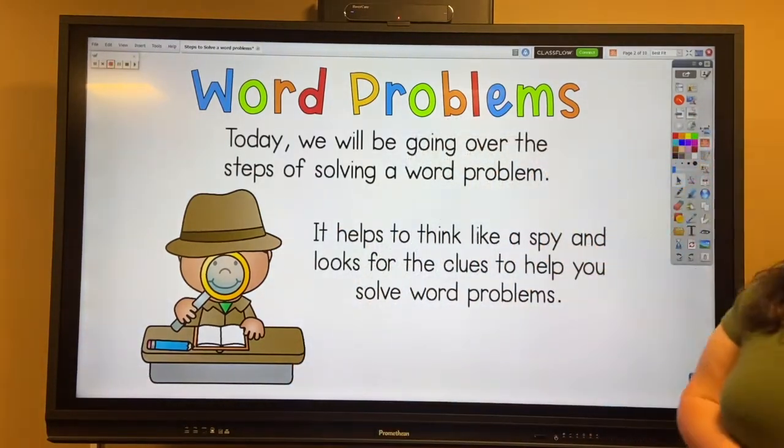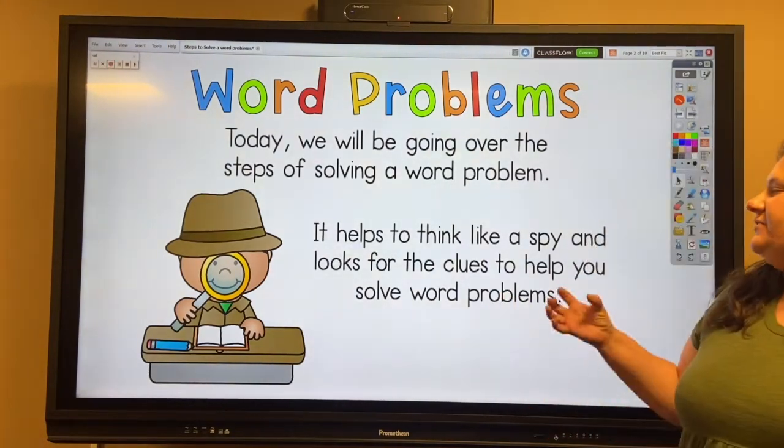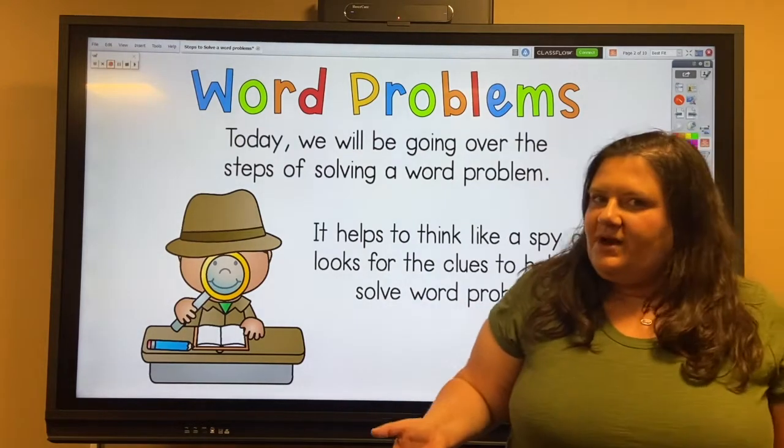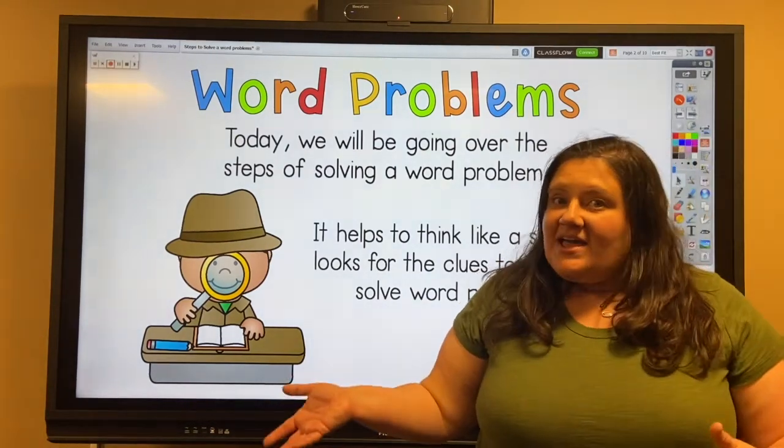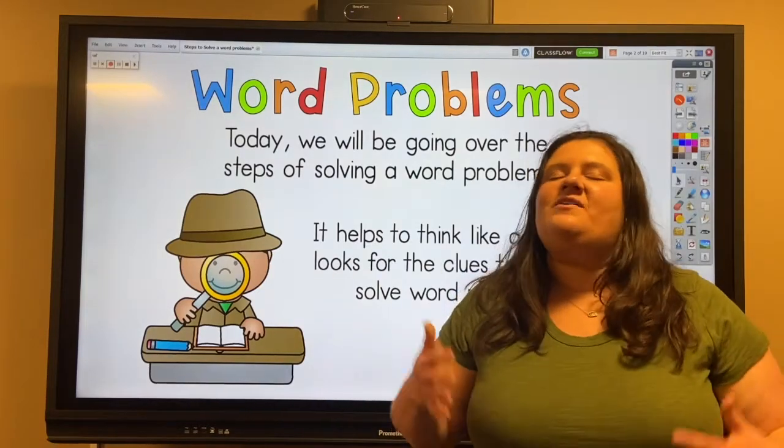We're going to be going over the steps of solving a word problem, and it helps to think like a spy, because a spy has to look for clues to help solve a problem. So if you think like a spy, you can look for the clues to help find the ways to solve a word problem.